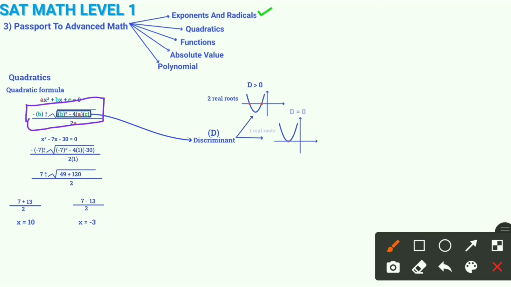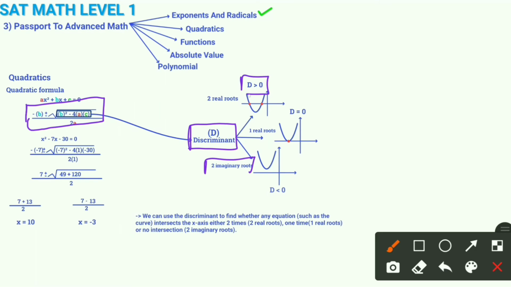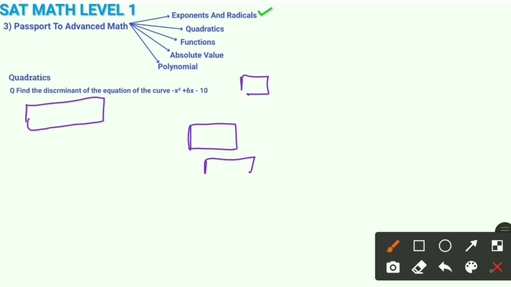And b square minus 4ac is known as a discriminant. It helps you to find whether the curve has 2 real roots, 1 real root, or 2 imaginary roots, and we can use the discriminant to find whether any equation such as the curve intersects the x-axis either 2 times, 1 time, or no intersection. We can also use the discriminant to find the number of intersections between 2 equations, for example between a line and a curve, or no intersection at all.